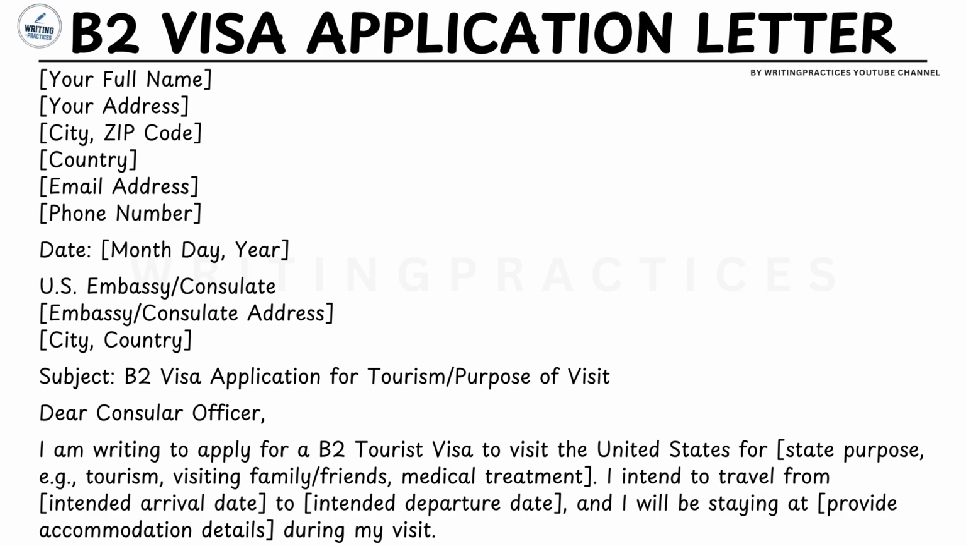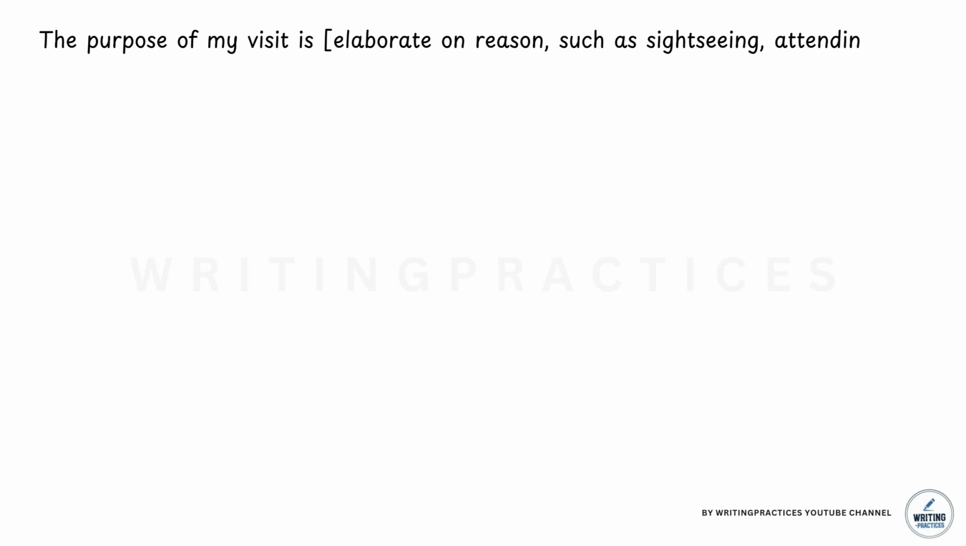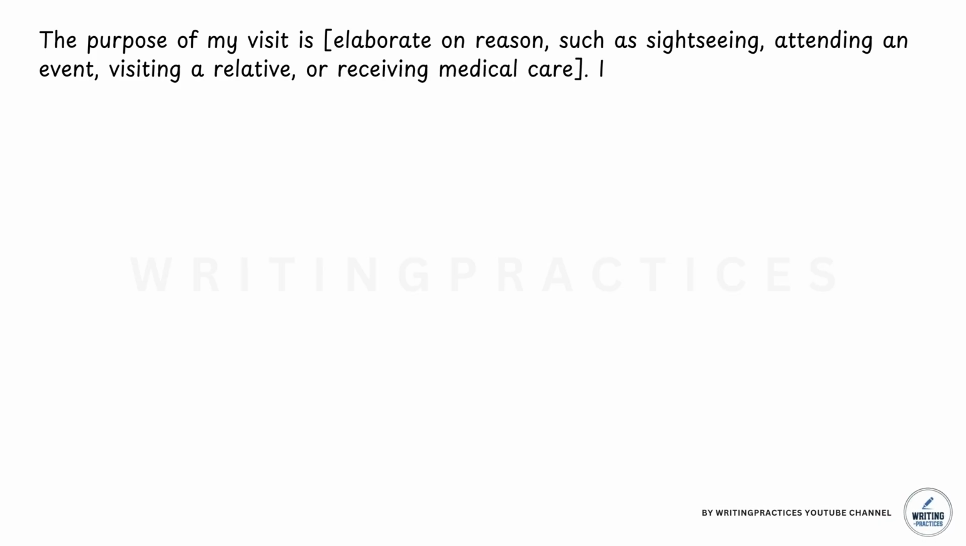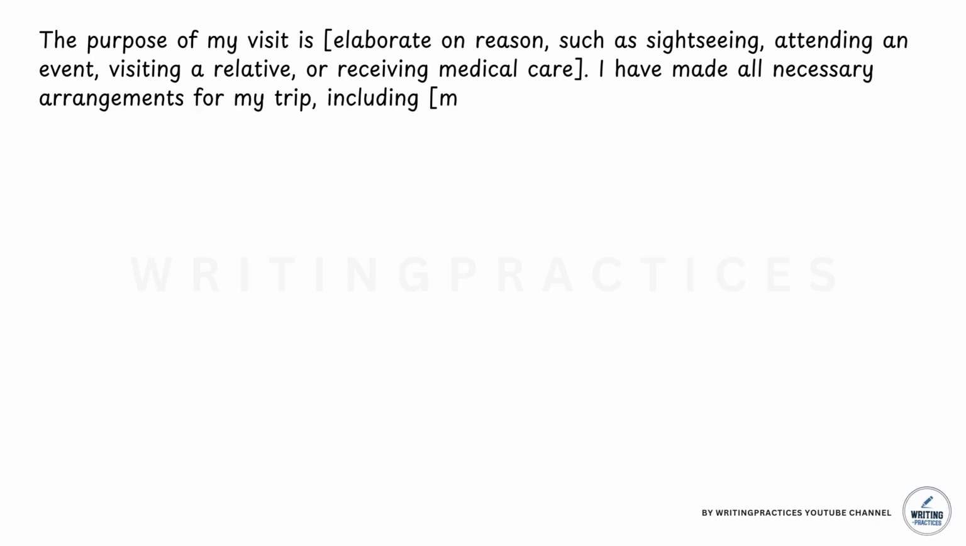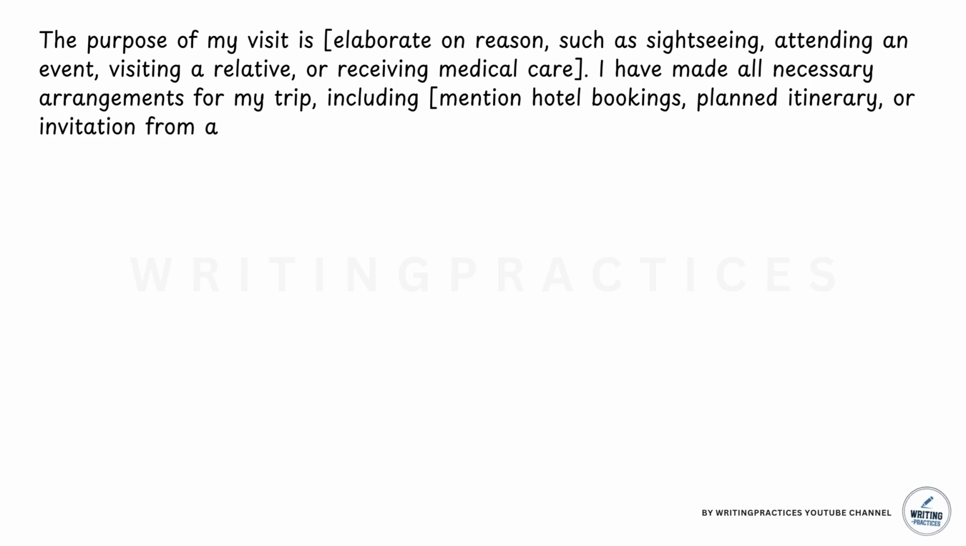Reason for visit. Explaining the purpose of your trip. In this section, elaborate on why you are traveling to the US. Be specific about your plans, whether it's for sightseeing, attending an event, visiting family, or receiving medical treatment. For example, the purpose of my visit is to explore major tourist attractions in the United States, including the Statue of Liberty, Times Square, and the Grand Canyon. I have made all necessary arrangements for my trip, including hotel bookings and a detailed travel itinerary.